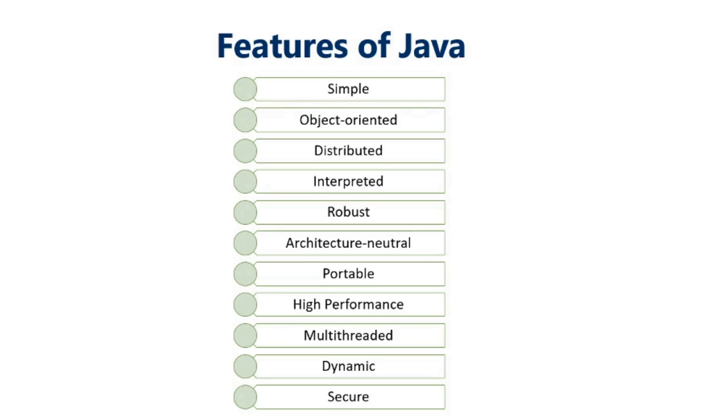After high performance, there is multi-threading. Multi-threading, as I said, is when you want to execute more than one task at the same time, then you can create a multi-threaded application in Java. So a multi-threaded application means what? You can create multiple threads in an application, you assign multiple tasks to those threads, and those can be executed at the same time.